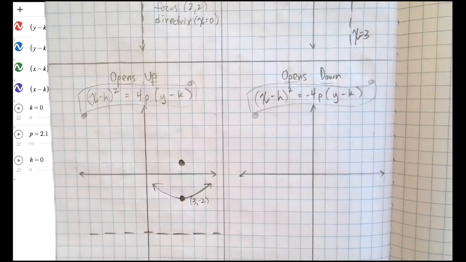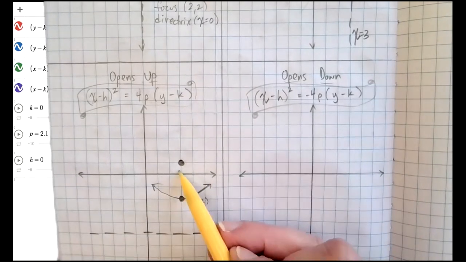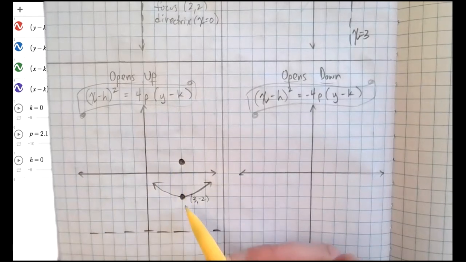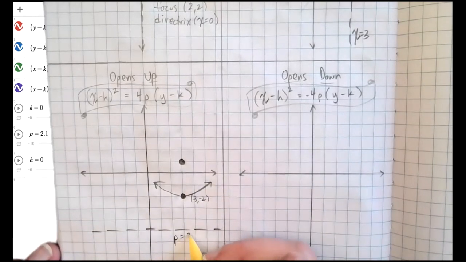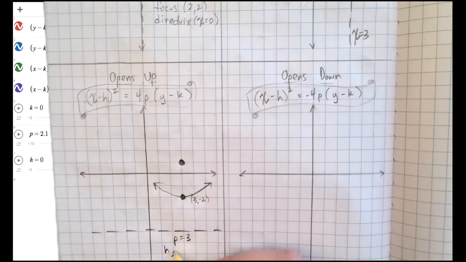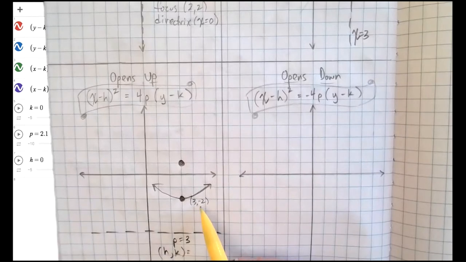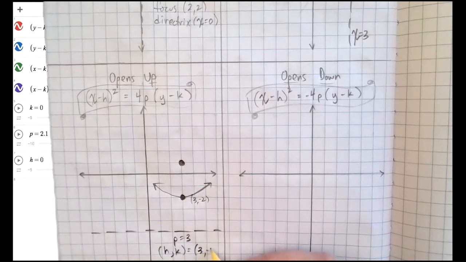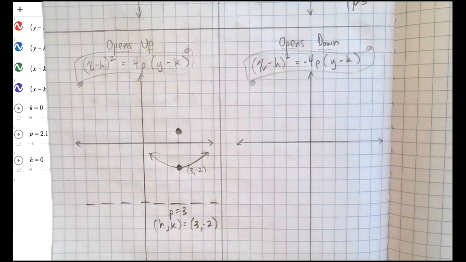All right, I'm going to give you the answer because I can't help myself. Whenever I pose a question, I have to answer it as soon as possible. The p-value here is 3. So this is 3 away, this is 3 away. So p is 3. (h, k) in this case is (3, -2). I'm just literally going to plug these into that formula.